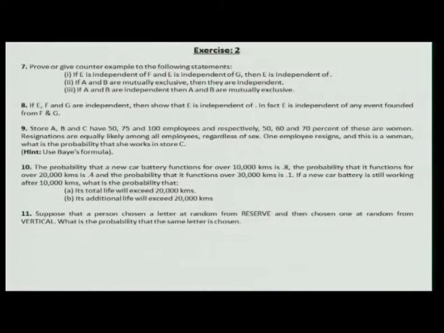Problem 7 says that you have to either prove or give counterexamples to the following statements, which are self-explanatory. You should be able to either show that the statement is valid, otherwise you construct examples to show that it is not. Now, in problem 8, I am asking you to show that if E, F and G are independent, then E is independent of F union G.